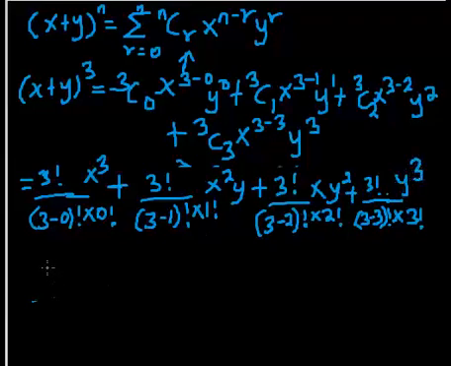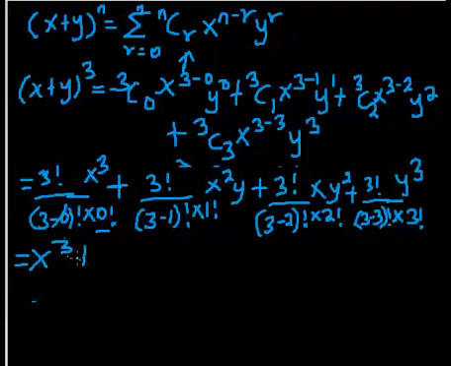Okay, so now let's evaluate our factorial. 3 minus 0 factorial. Now 0 factorial is 1. So 3 minus 0 factorial will give me 3 factorial. Please take note of this: 0 factorial is 1. 0 factorial is not 0, okay? So 3 factorial divided by 3 minus 0 factorial, which is still 3 factorial. 3 factorial cancels 3 factorial, so I have 1. So that is why at this point I'm having x raised to the power 3.